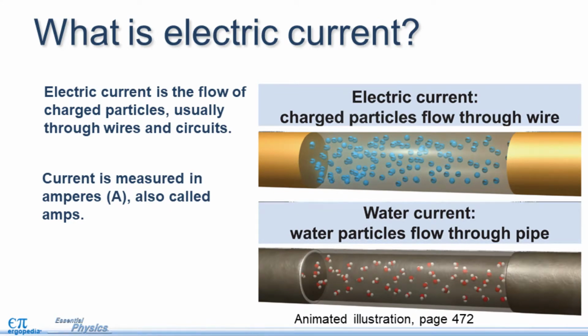Electric current is the flow of charged particles, usually through wires and circuits. Current is measured in amperes, also called amps. Just like water flows through a pipe, charges move through the wire.